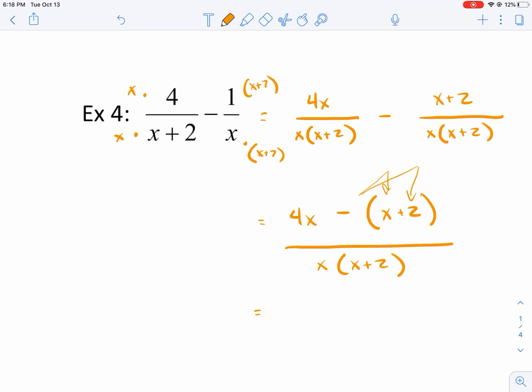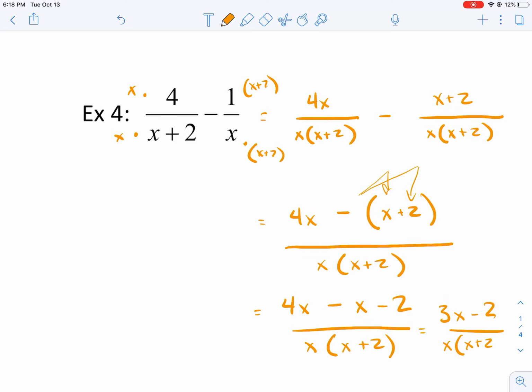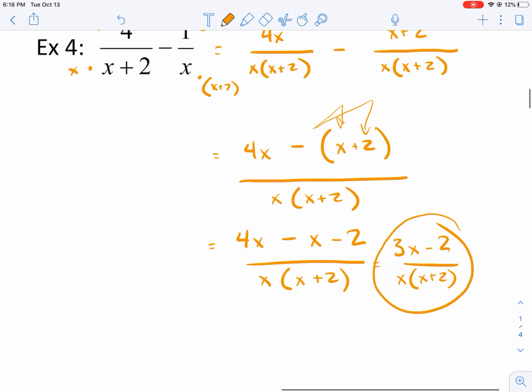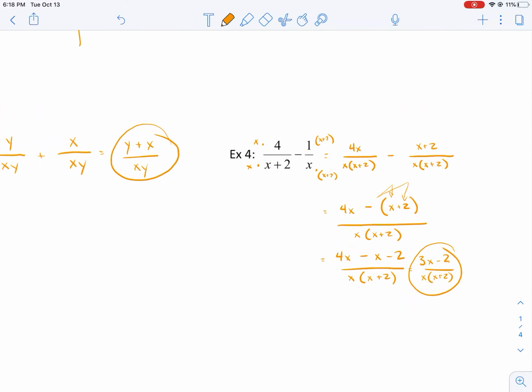So 4x minus x minus 2 all over x plus 2. Let's combine some terms here. So we're going to have 3x minus 2 over x times x plus 2. And that is our answer. Okay. Let's keep going.